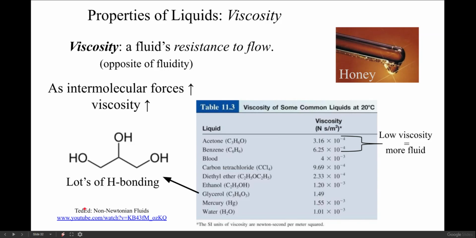You can find, again, just YouTube non-Newtonian fluids, and you can find people who've made pools out of this stuff, and it's just kind of weird because there's some where they'll have a hot tub filled with it or a pool, and you could literally run across it and not sink, but if you walk, you'll just sink to the bottom. This video, I think, talks more about ketchup.